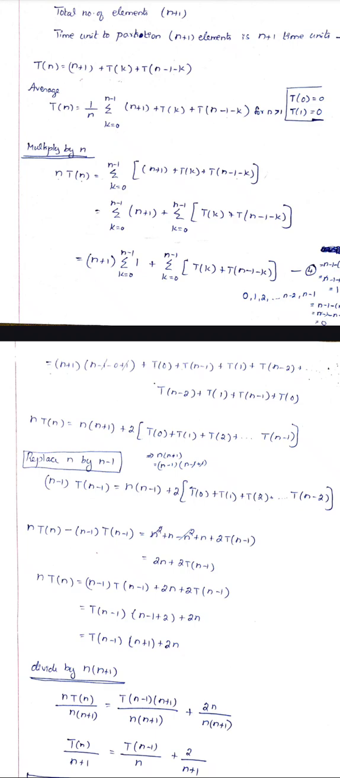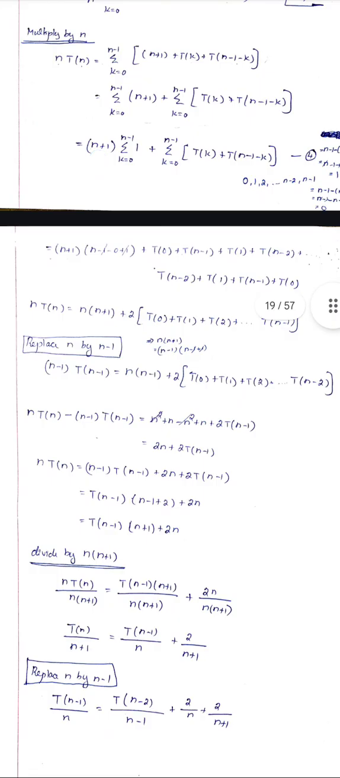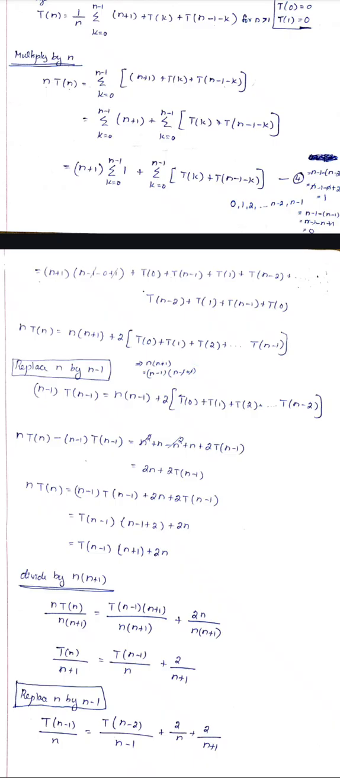Then n plus 1 summation from 0 to n minus 1 of T of k plus T of n minus 1 minus k. N plus 1 summation of this is just n minus 1, so n plus 1 into n minus 1. T of k plus T of n minus 1 minus k: T of 0, T of n minus 1, T of 1.